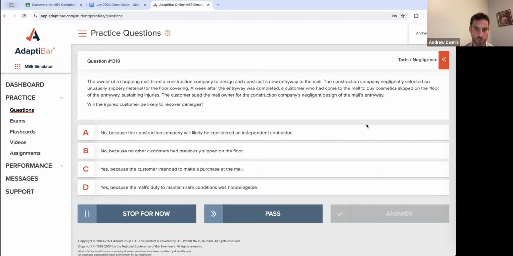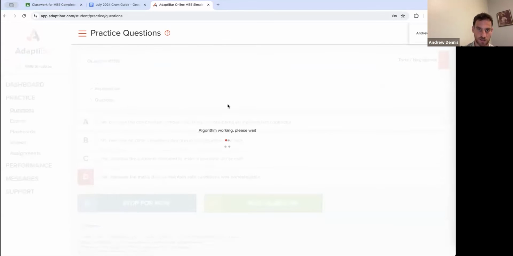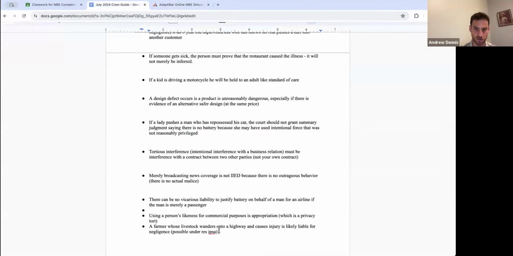No, because the construction company will likely be considered an independent contractor. No, because other customers had previously slipped on the floor. Yes, because the customer intended to make a purchase at the mall. Yes, because the mall's duty to maintain safe conditions was non-delegable. Right, we all know that the mall has a non-delegable duty to maintain a safe premises. Excellent. We can put that right in the cram guide. The mall has a non-delegable duty to maintain a safe premises.